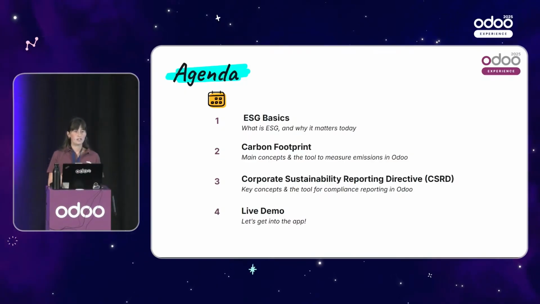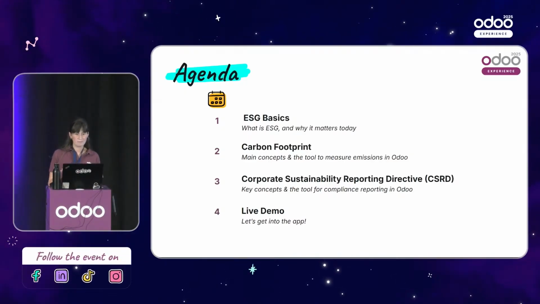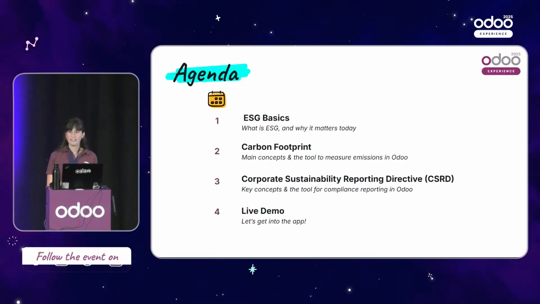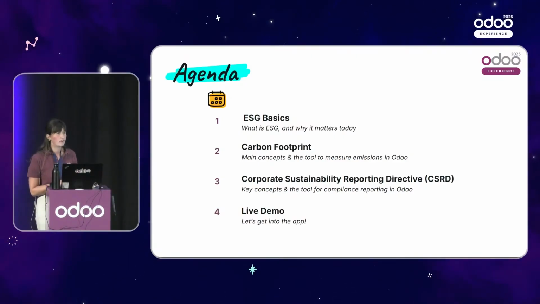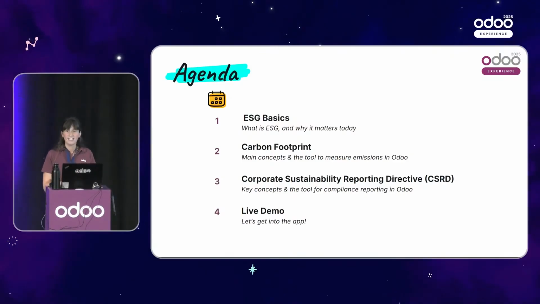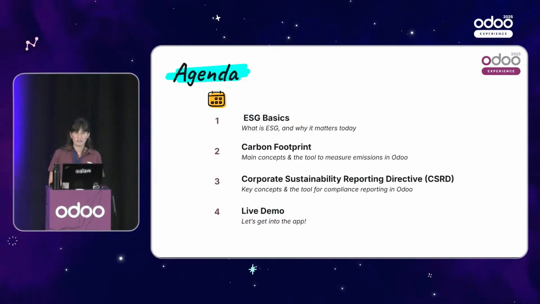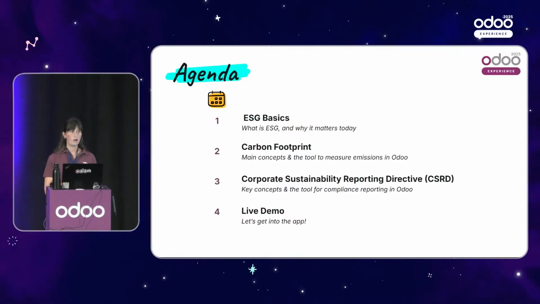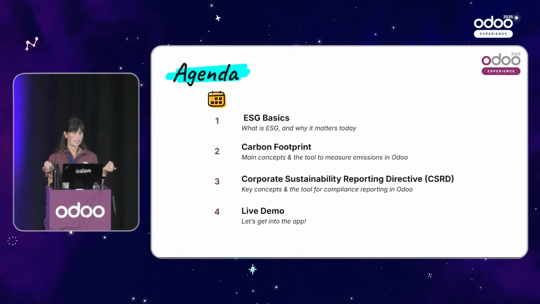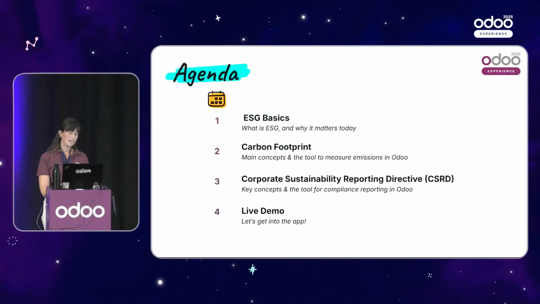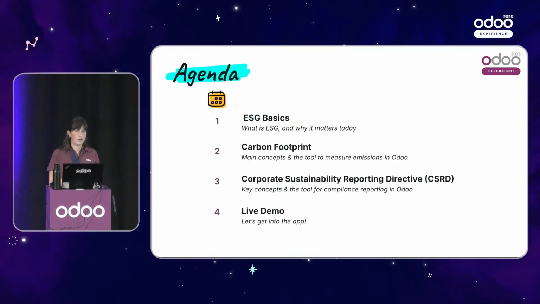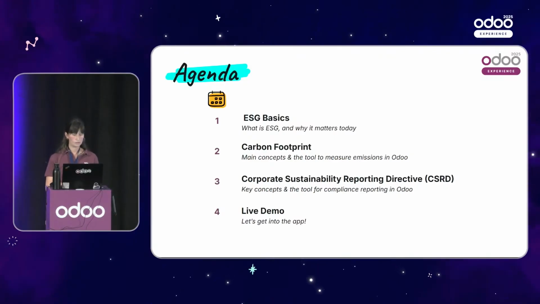So first I will explain a little bit the ESG basics, just to make sure that we are all aligned about the different terms, because there is a lot of regulation and it's really specific. It's just so that I'm sure you understand everything before starting the demonstration and showing you the feature. Then I will explain the carbon footprint tool, the tool that will help you to measure all the emissions emitted by your company alongside your value chain. And after that I will do a quick demo of this tool directly in Odoo.